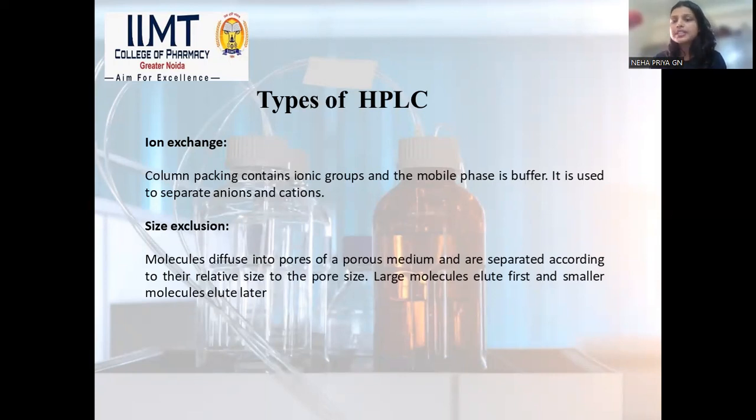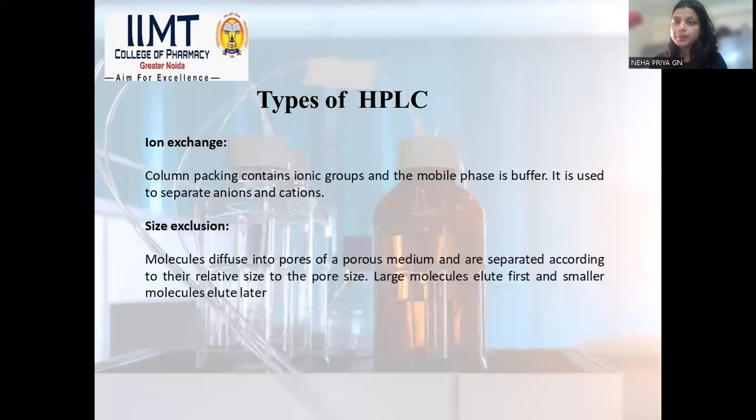Basically, size exclusion itself explains that we have to separate our sample according to the sizes. For this, we are using porous material. As you know, in a porous material, there is a presence of some air, like there's presence of space. And my column is made up of that porous material. Then there is the presence of some space within that.